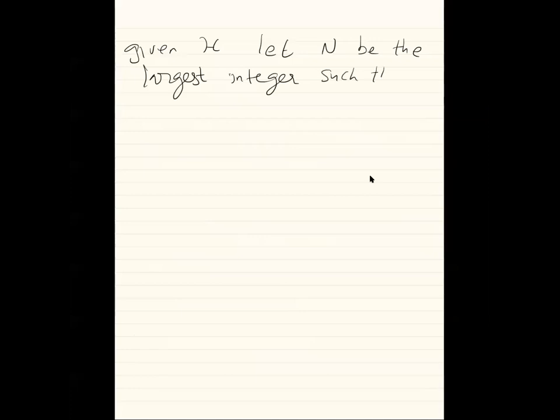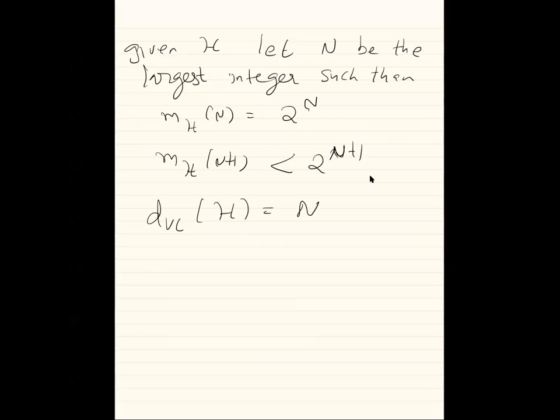It says the following: given H, let n be the largest integer such that MH of n is 2 to the n. So H shatters, there's some configuration of n points that are shattered by H, but MH of n plus 1 is less than 2 to the n plus 1. So n plus 1 points cannot be shattered. Then the VC dimension of H is equal to n.